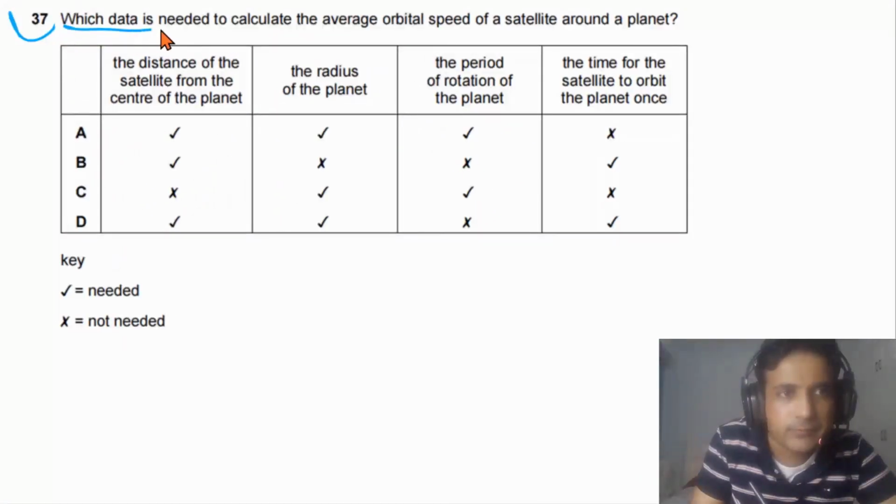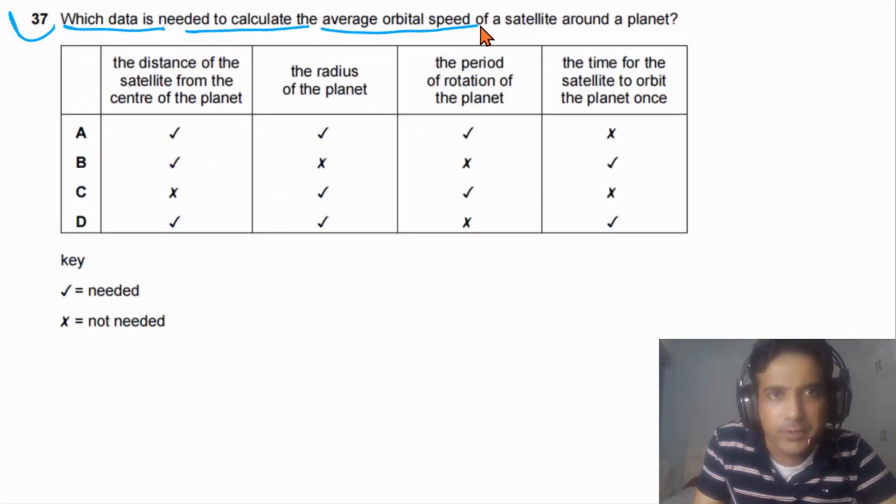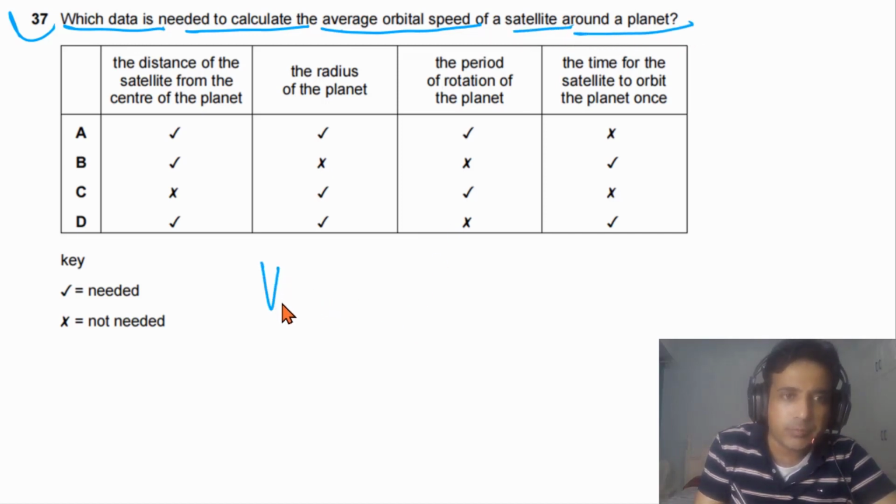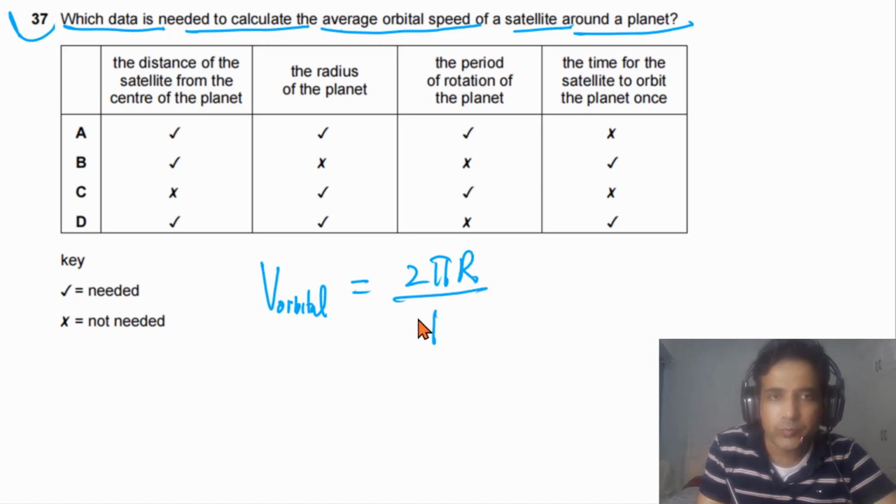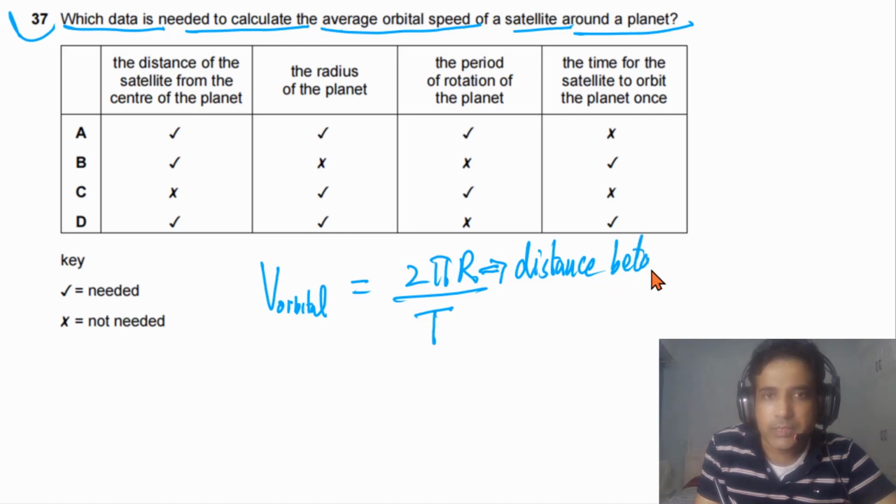Question 37 says which data is needed to calculate the average orbital speed of a satellite around a planet? The orbital speed, v orbital, is equal to 2 pi r over T. In this case you need to understand what r is. This is the distance between the center of the planet and the center of the satellite.